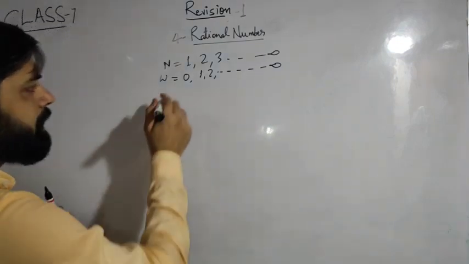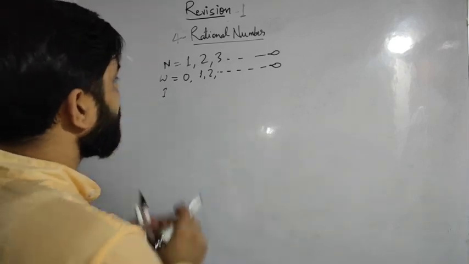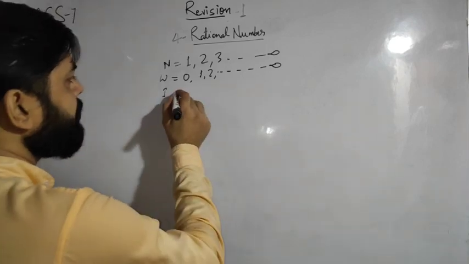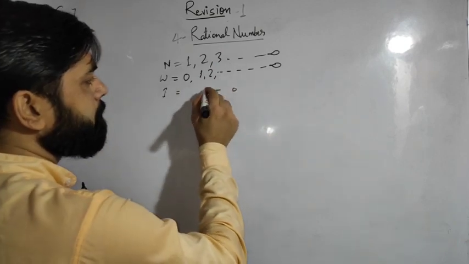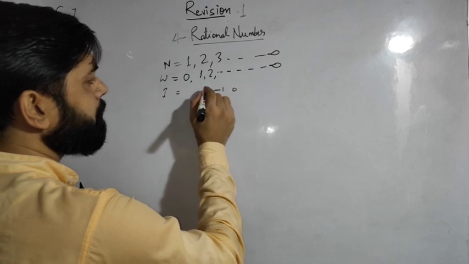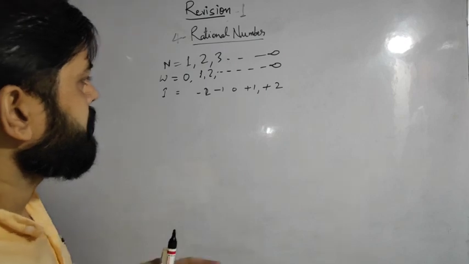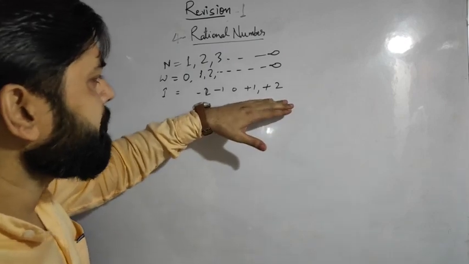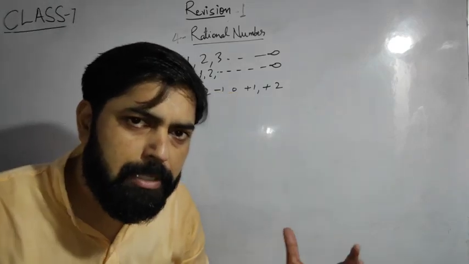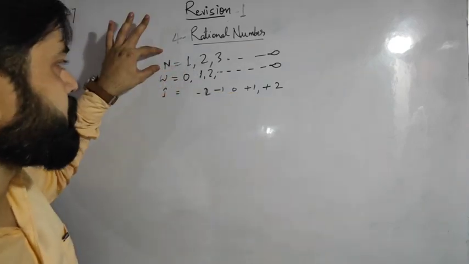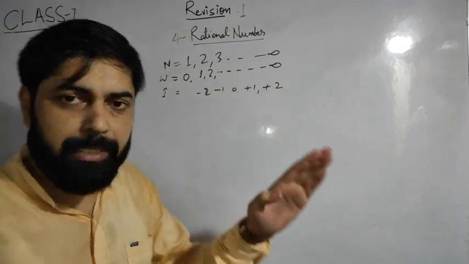Understood? Natural numbers go up to infinity. Whole numbers are always denoted by capital W. And what is an integer? When we have all three types of numbers, 0, -1, -2, +1, +2, these are the integers. Why? When we have all the positives and all the negatives together with 0, the numbers are known as integers. So this is natural, this is whole, this is integer. Integers are always denoted by capital I or capital Z.